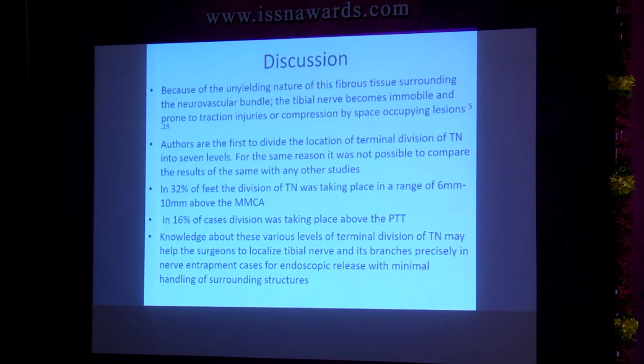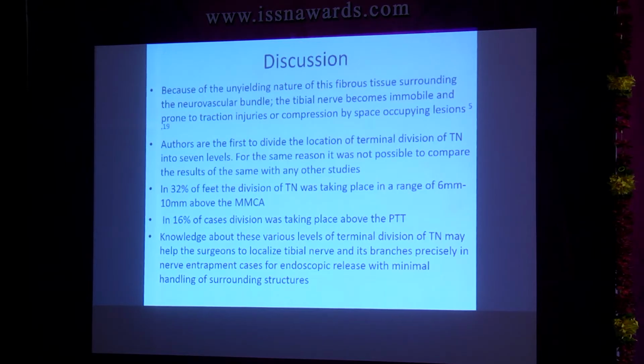Because of the unyielding nature of this fibrous tissue surrounding the neurovascular bundle, the tibial nerve becomes immobile and prone to traction injuries or compression by space-occupying lesions. We are the first to divide the location of tibial nerve division into 7 levels. For the same reason, it's not possible to compare this study with other studies.